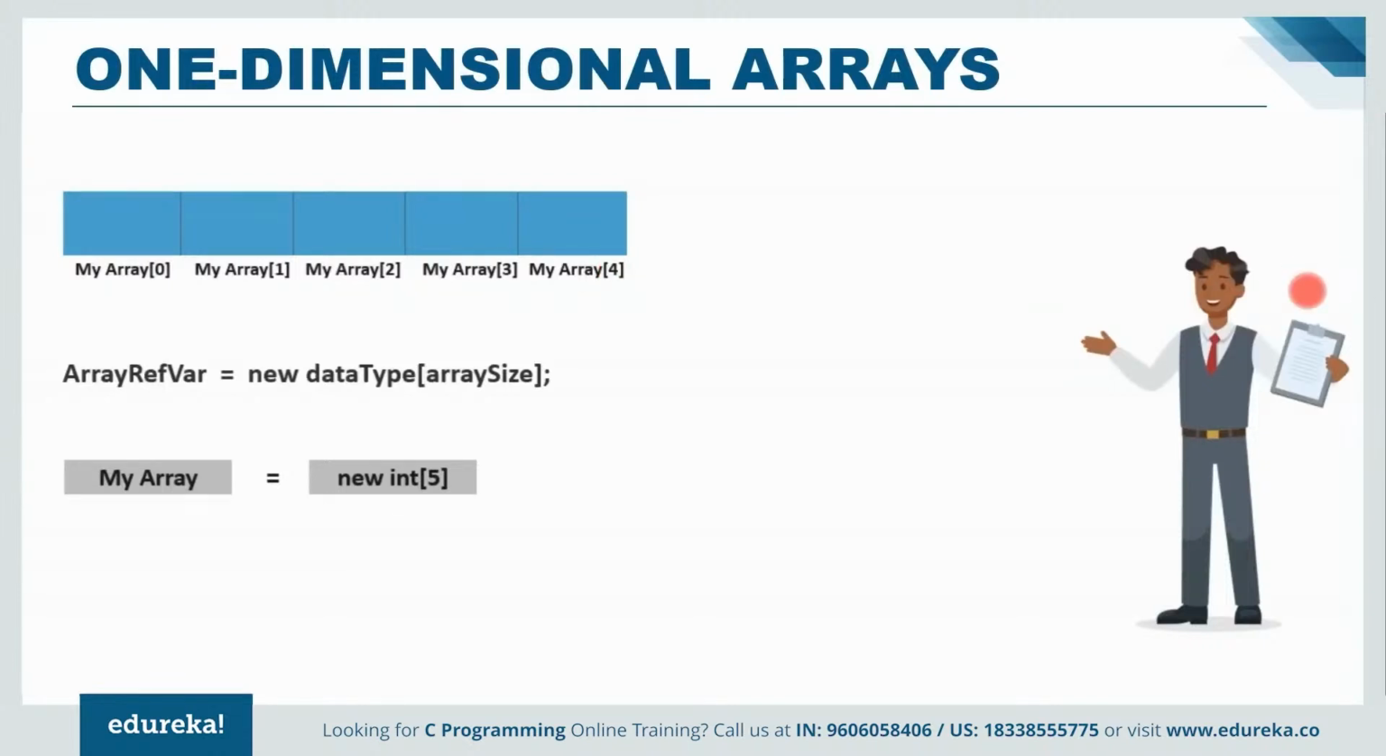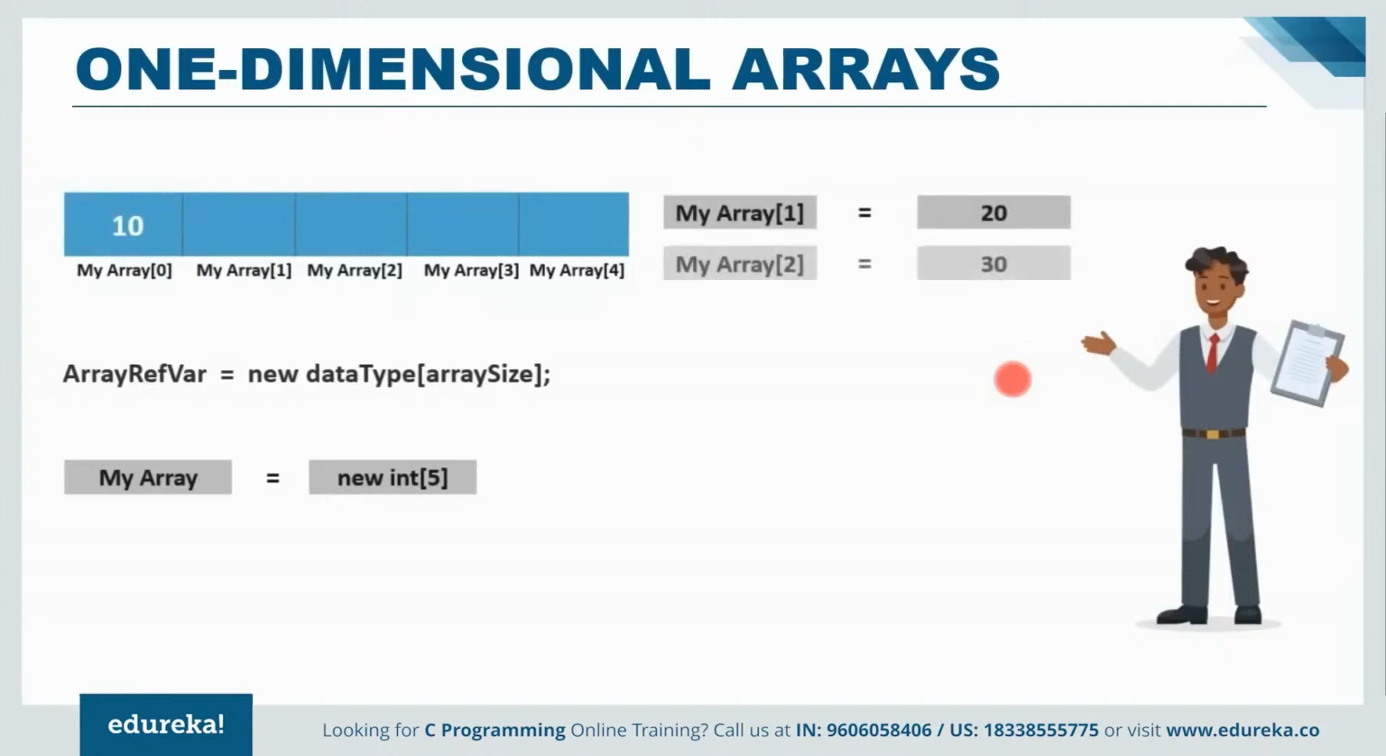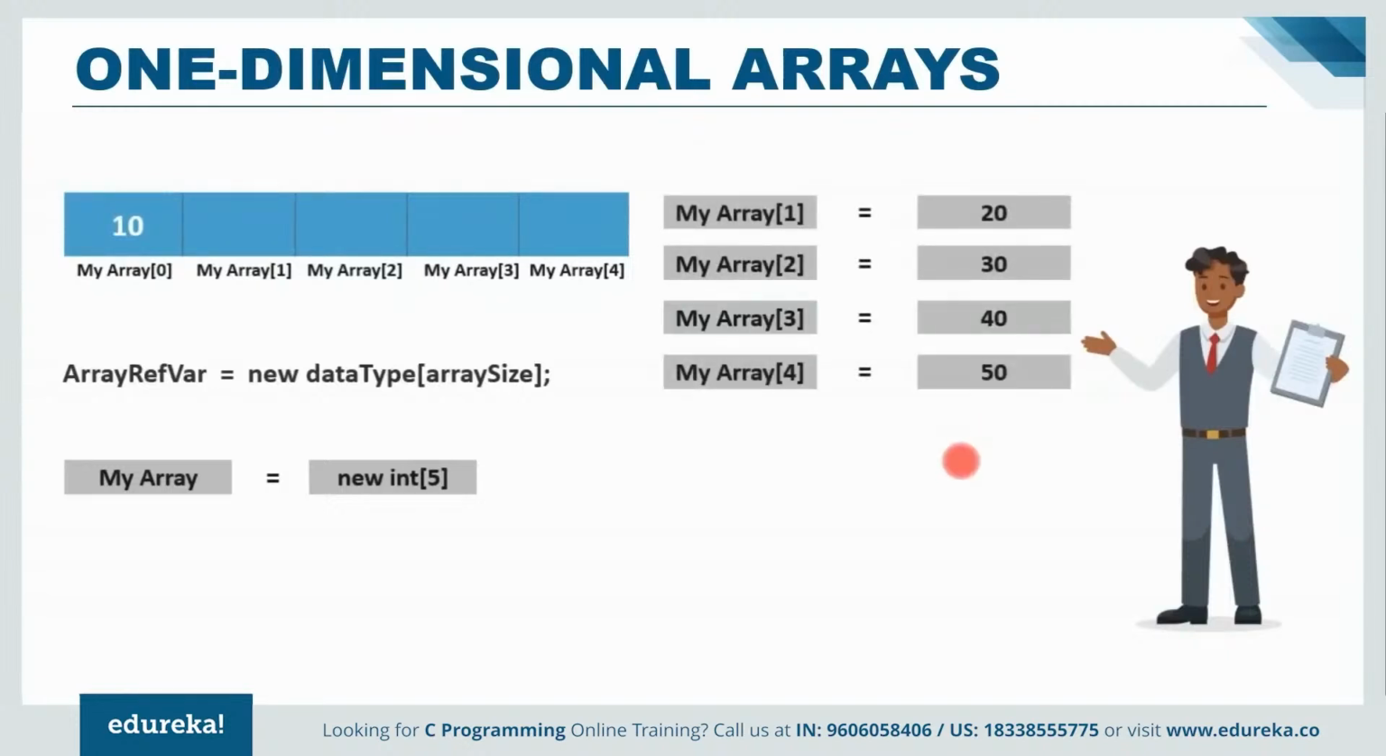Now let us try to add elements into this system. The first element is 10. So into the array system, the element 10 will be included. Similarly, let us try to add a few more numbers into the array system. They are 20, 30, 40 and 50.